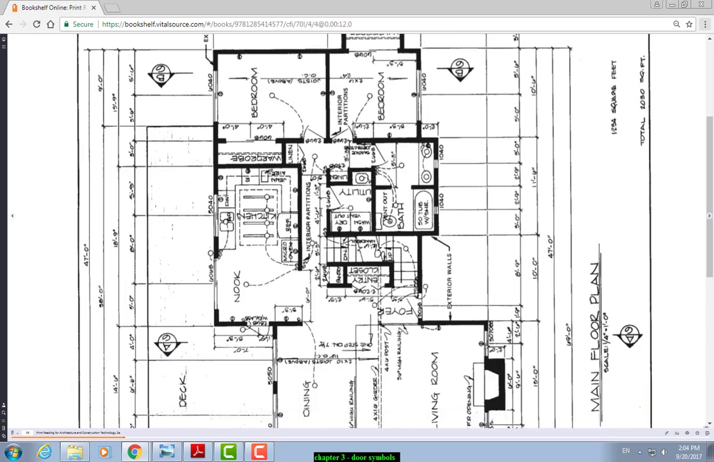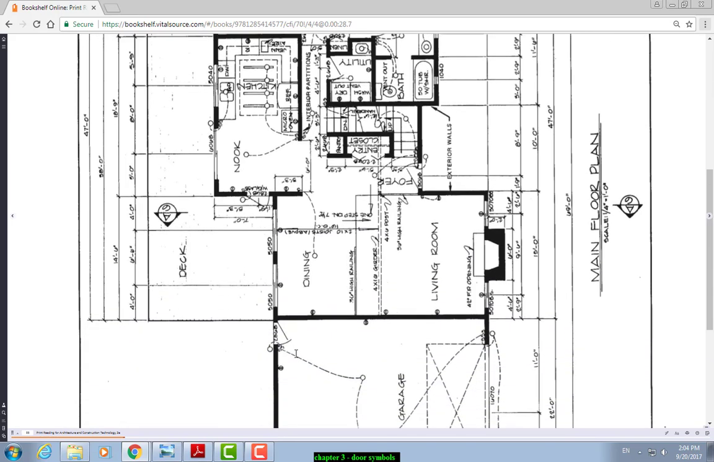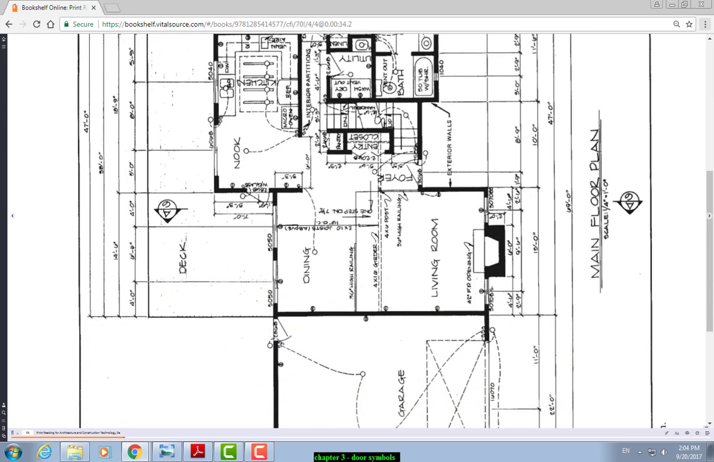Okay, now how do you read those? You have width and height. First you have to figure out the width and then the height. Now let's look at this door here. You have 2868. The first two numbers are going to be for width, the last two numbers for height. So we're looking at 28 is the width, 68 is the height.